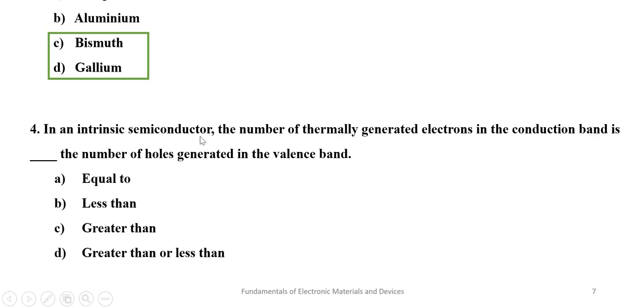So the next question is, in an intrinsic semiconductor, the number of thermally generated electrons in the conduction band is dash the number of holes generated in the valence band. The answer is equal to. Is that clear? Yes, ma'am. Intrinsic semiconductor means we are not adding any external elements. It is just because of the temperature that carriers are generated. Whatever number of electrons are created in the conduction band, the same number of holes will be generated in the valence band. But in extrinsic semiconductors, that is not the case. When we add elements like these, only one of the electrons or holes gets changed, not both. That is why those are extrinsic and these are intrinsic semiconductors.